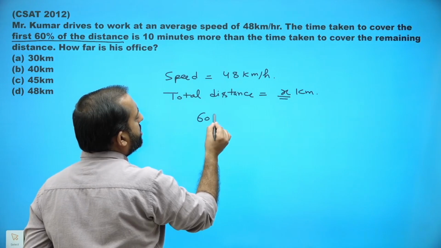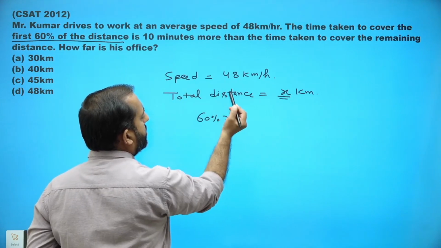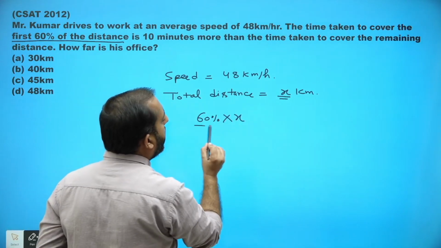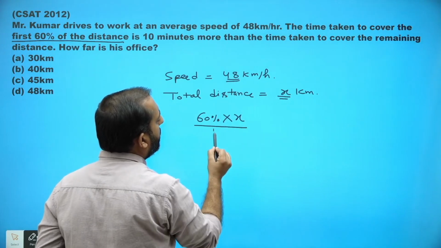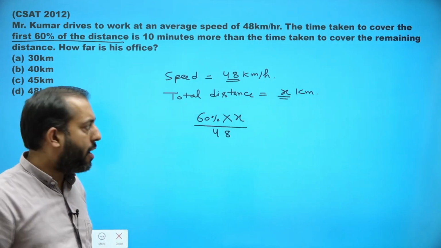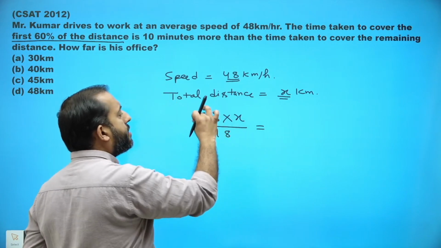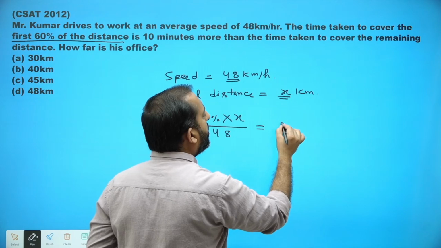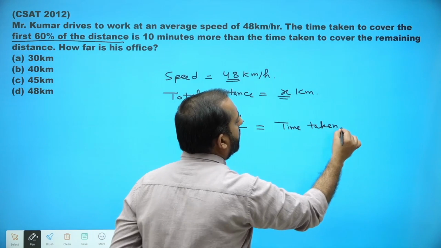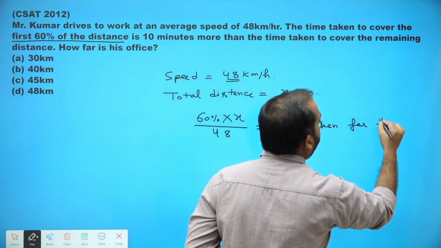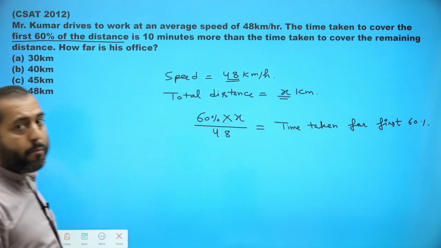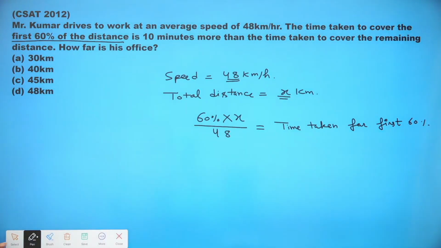So 60% of total distance is covered at 48 km per hour. So distance upon speed will give me the time taken for the first 60% of the distance.